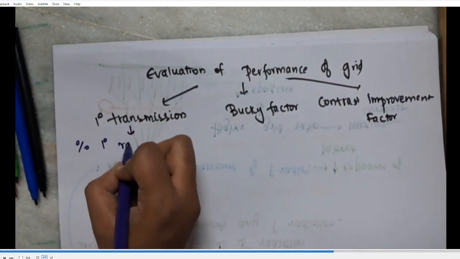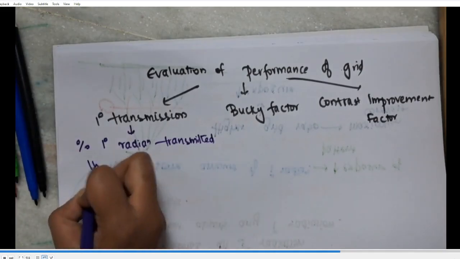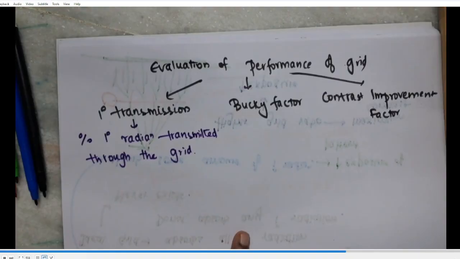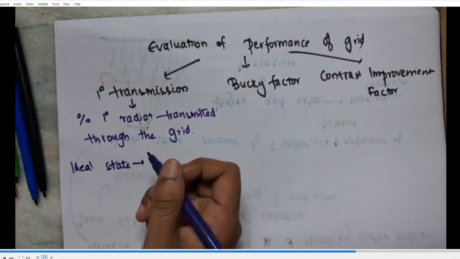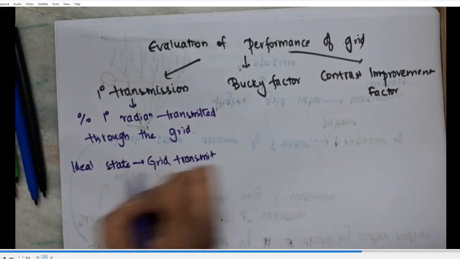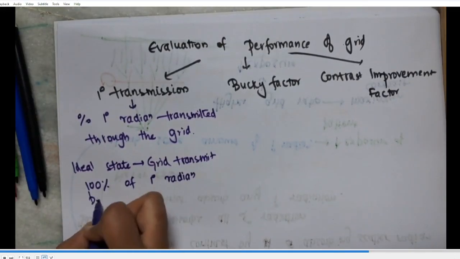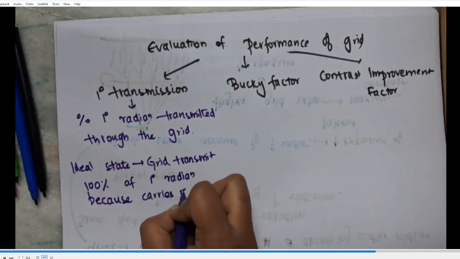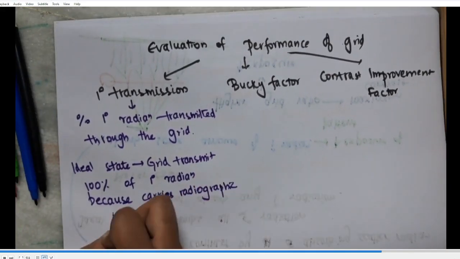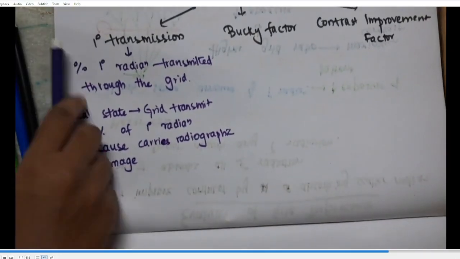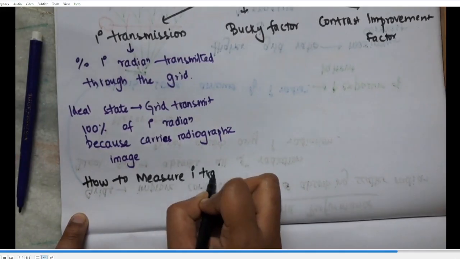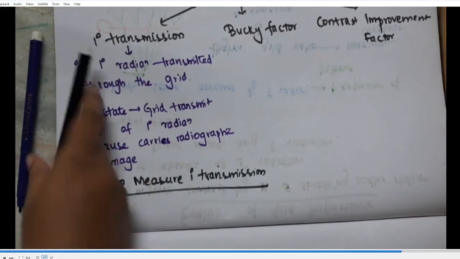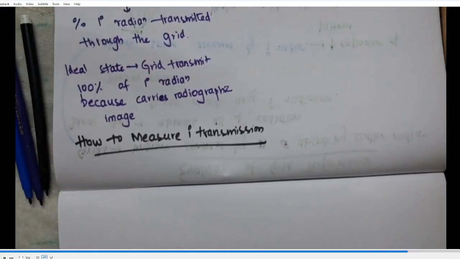So first we will see primary transmission. Primary transmission is the measurement of the percentage of primary radiation transmitted through the grid. Ideally, a grid should transmit 100% of primary radiation because it carries the radiographic image. How to measure this primary transmission is very important. So how do we measure it?